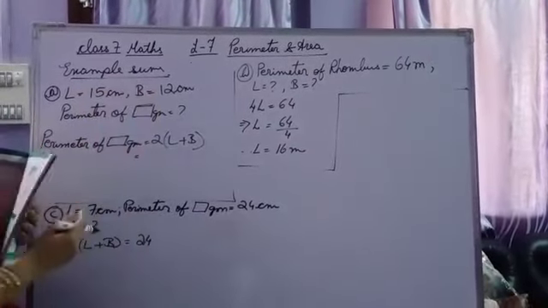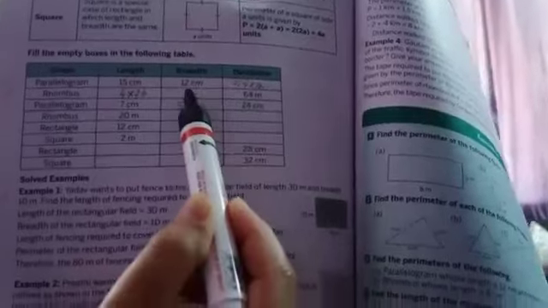These example sums are shown here. There are some empty boxes that you have to fill up. We will start one by one. The shapes are given; somewhere the length is given but the breadth is not, somewhere the perimeter is given, and somewhere the length is not given. So, we have missing boxes here and we will try to find them out.